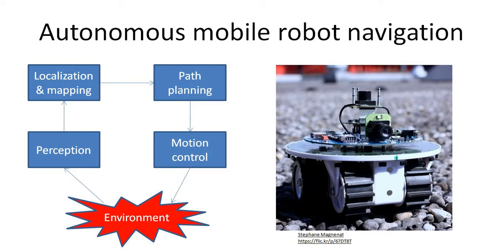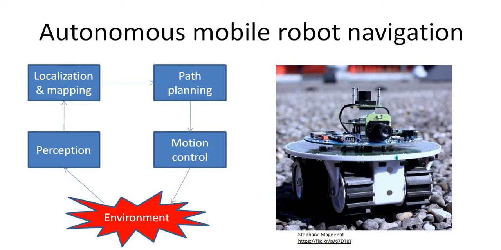Okay, so now we shall discuss autonomous mobile robot navigation. So how can robots autonomously navigate? Autonomous means they have the ability to navigate in the environment without human intervention. So they can make their own decisions without the help of human beings.